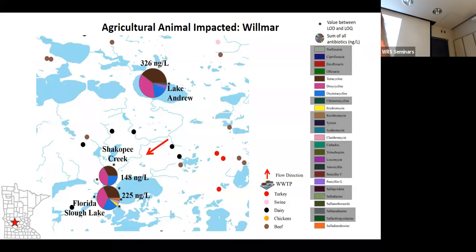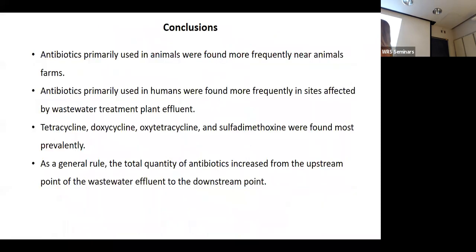So with that, I have a couple broad strokes conclusions. Antibiotics primarily used in animals were found more frequently near animal farms. Antibiotics primarily used in humans were found more frequently in sites affected by wastewater treatment plant effluent. Tetracycline, doxycycline, oxytetracycline, and sulfadimethoxine were found most prevalently. And as a general rule, the total quantity of antibiotics increased from the upstream point of the wastewater effluent to the downstream point.